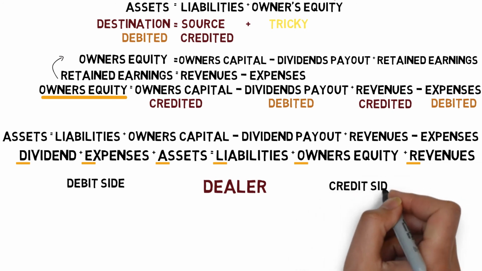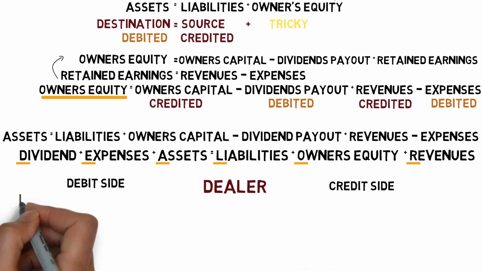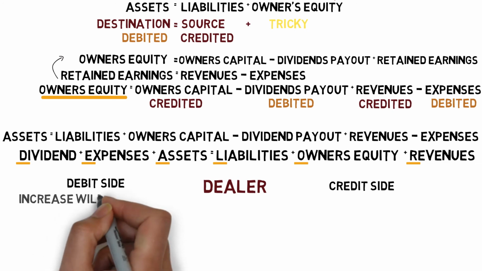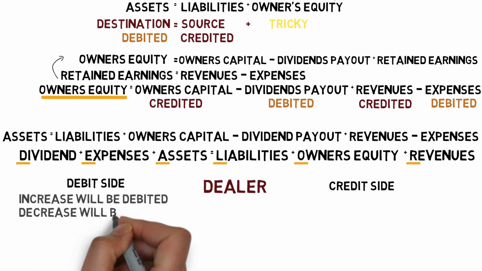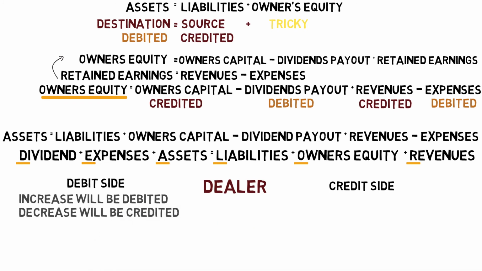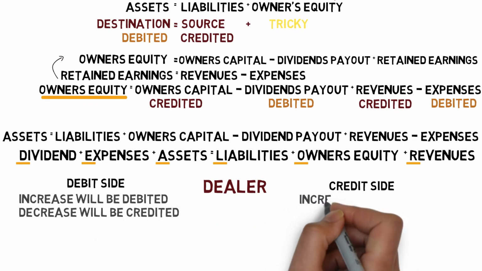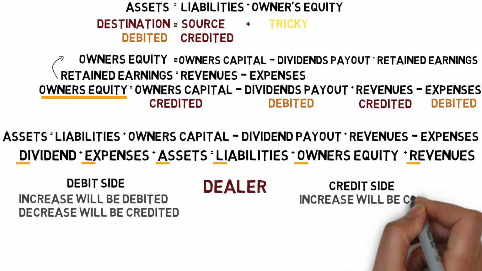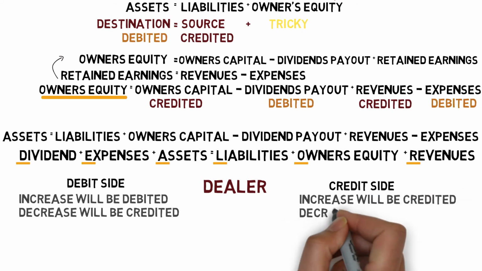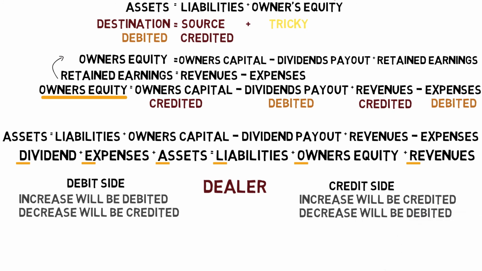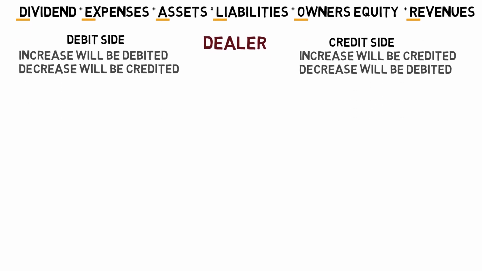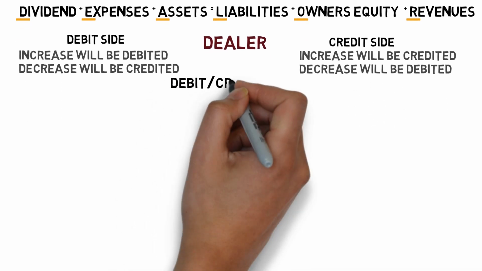Debit for the left hand side and credit for the right hand side. Increase in the left hand side will always be debited and decrease will always be credited. Similarly, increase in the right hand side will be credited and decrease in the right hand side will be debited, because these are the debit and credit sides. Increase in the left side will be debited and increase in the right side will be credited.